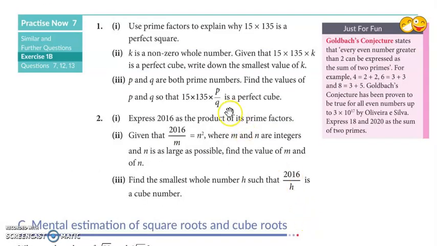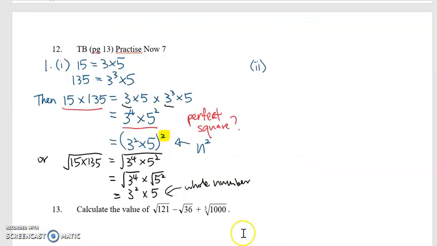Okay, for part 2, they say that k is a non-zero whole number given that 15 times 135 times k is a perfect cube. They want us to write down the smallest value of k. So k is a non-zero whole number. K cannot be 0. And 15 times 135 times k will give me a perfect cube. They want us to write down the smallest value of k.